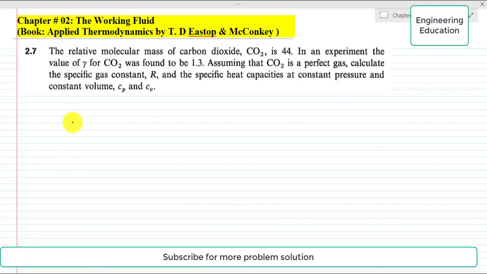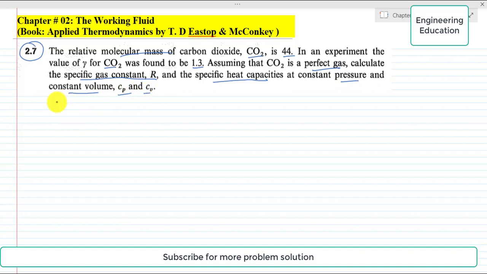In this lecture we are going to solve problem 2.7, chapter number 2, the working fluid, from the book Applied Thermodynamics by Eastop and McConkey. The problem statement is: the relative molecular mass of carbon dioxide is 44. In an experiment, the value of gamma for carbon dioxide was found to be 1.3. Assuming that carbon dioxide is a perfect gas, calculate the specific gas constant and the specific heat capacities at constant pressure and constant volume.